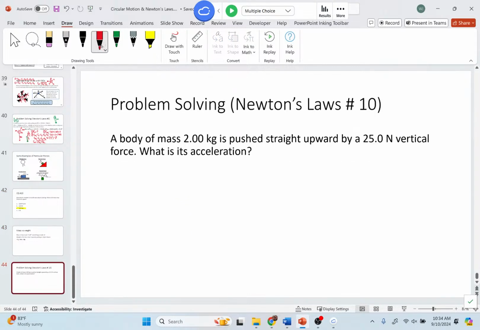Okay, last problem. This one's an important one. A body of mass 2 kilograms is pushed straight upwards by a 25 Newton vertical force. What is its acceleration?